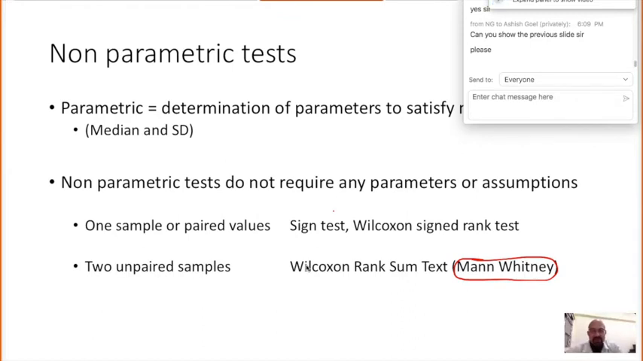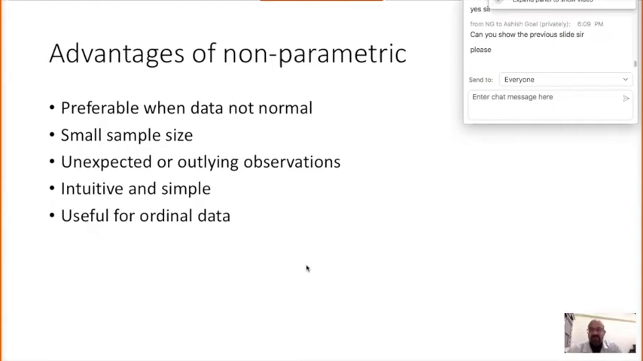We will look at this more in the last few slides. So the non-parametric tests have some advantages. They are preferable when the data is not normal, when you have a small sample size, when you have some unexpected values, or there are very many outlying observations, very big or very small observations, or they are intuitive, they are simple to compute, and they are useful for ordinal data.